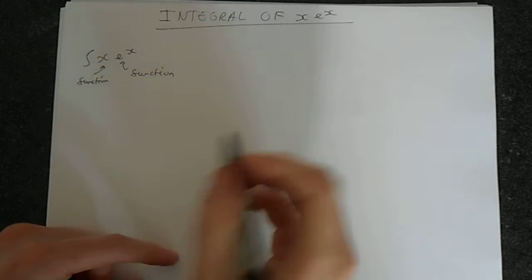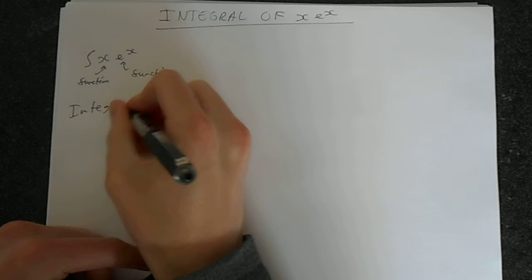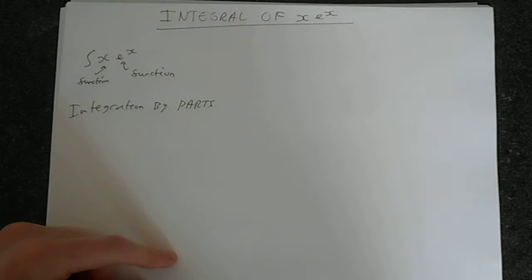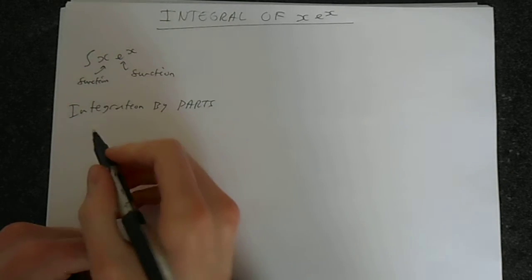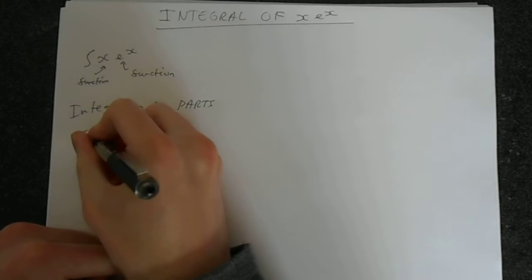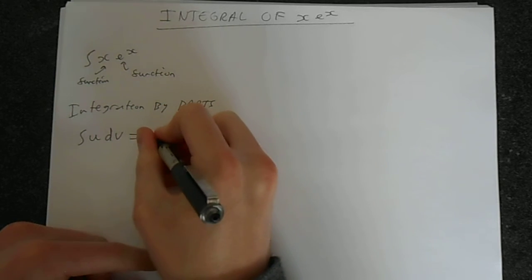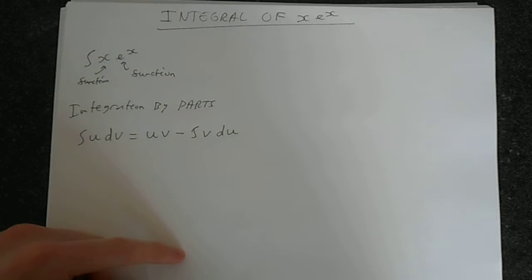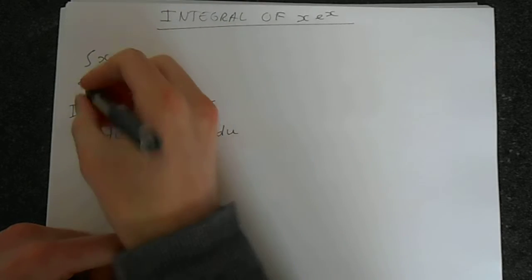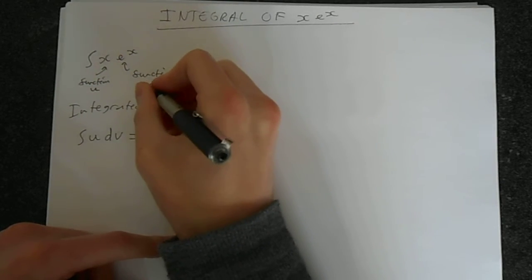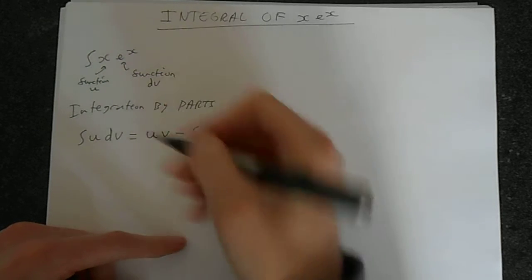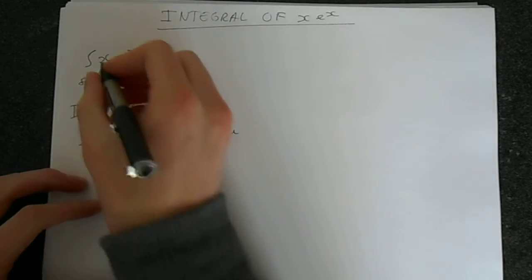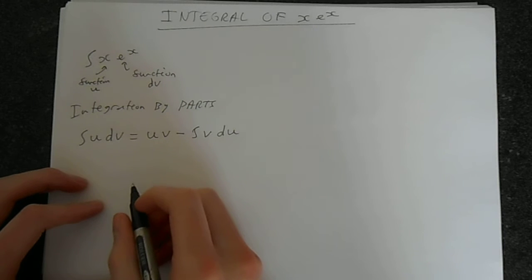So there's a special rule that you use. You do integration by parts. And this will allow you to integrate two functions that are multiplied by each other. And the rule is that you've got the integral of u dv equals u times v minus the integral of v du. And u and v are simply just two functions. So this we could call function u, and we could say this is dv, which is the derivative of function v.